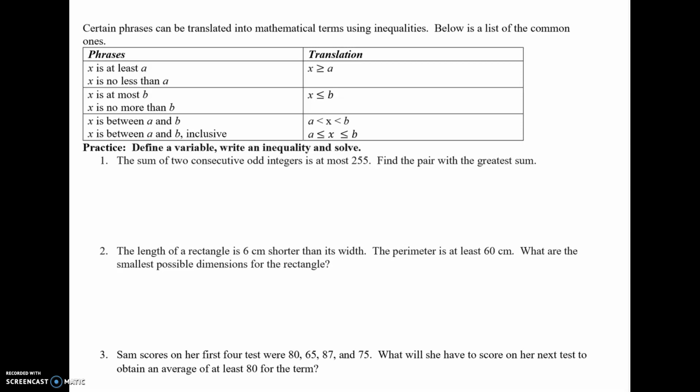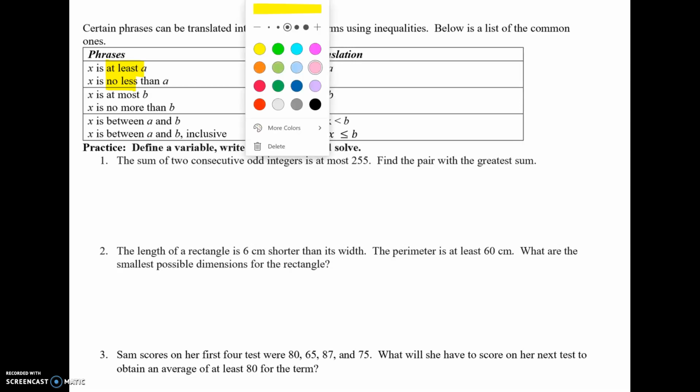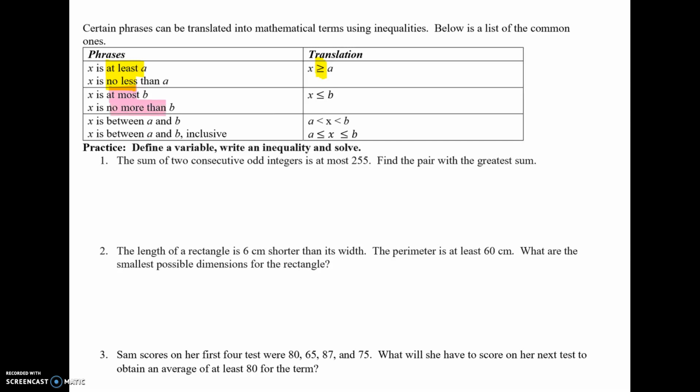Okay, so there are words such as "at least" or "no less than." If you see those written in words for something you're problem solving, you want to know that that means greater than or equal to. If you see words such as "at most" or "no more than," it's going to be less than or equal to. You see the words "between" and "inclusive." Between means that the unknown is going to be between two things, and if it's inclusive, it includes those two numbers it's between.